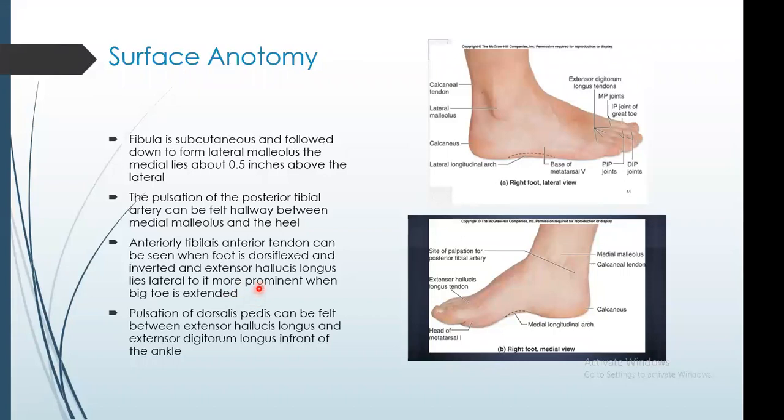The tibialis anterior tendon can be seen when the foot is dorsiflexed and inverted, and the extensor hallucis longus lies lateral to this muscle, which is more prominent when the big toe is extended. Okay, the pulsation of the dorsalis pedis can be felt between the extensor hallucis longus and the extensor digitorum longus in front of the ankle, right here in the mid. These are all the surface anatomy structures that you can find on the foot.